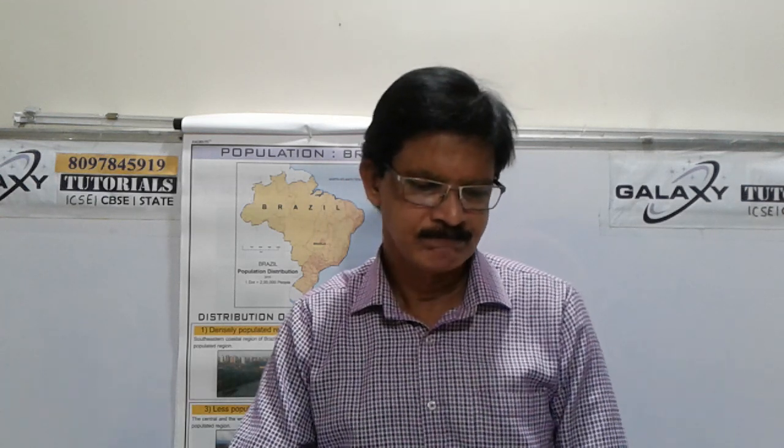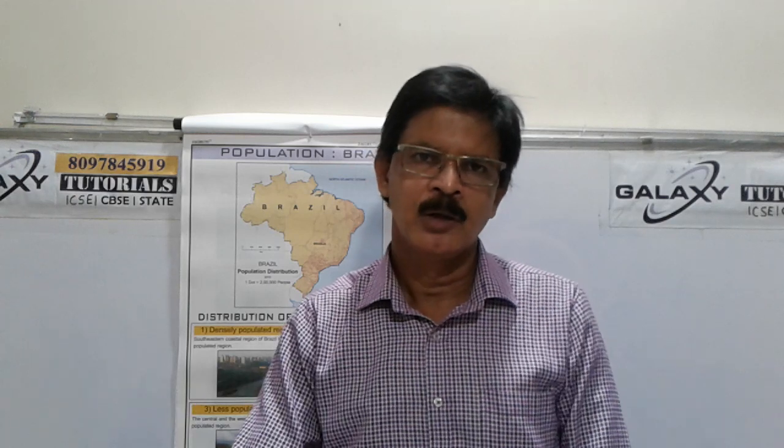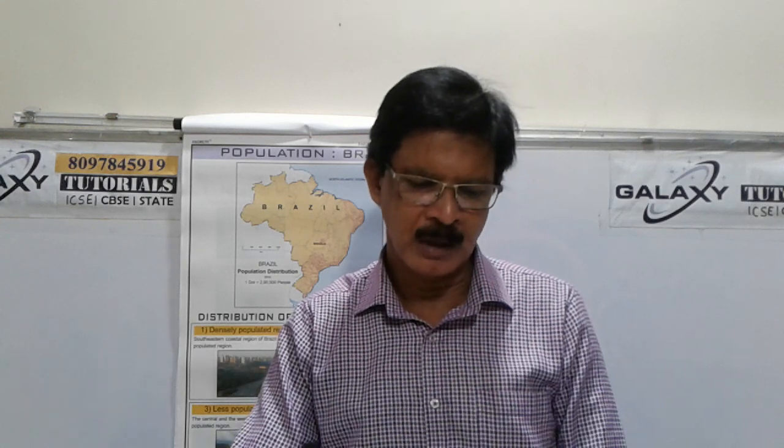On page number 40, they have shown one graph about the composition of the population. Population composition. That means, what is this graph showing? It is showing the sex ratio. And what do you mean by sex ratio? It is how many females per 1000 males are present in that population.